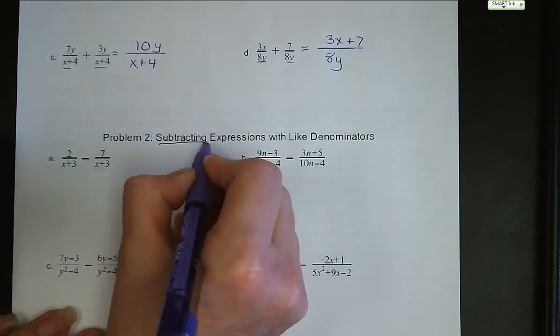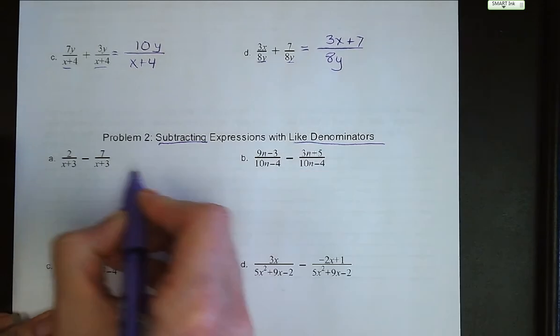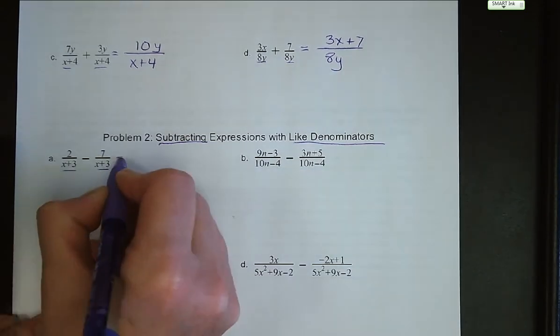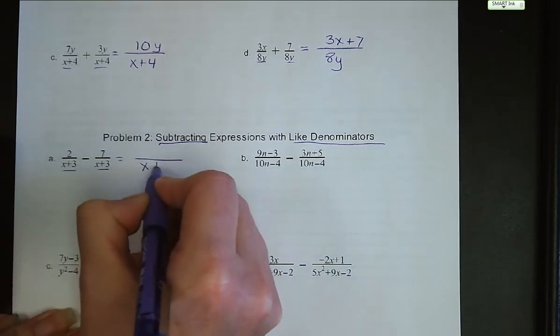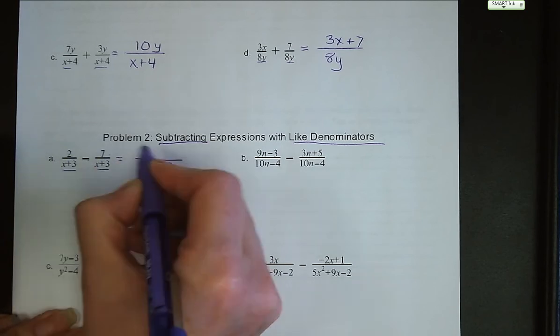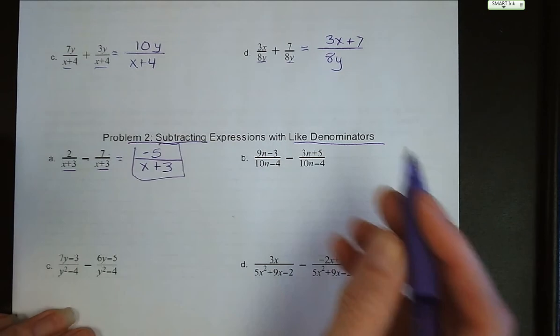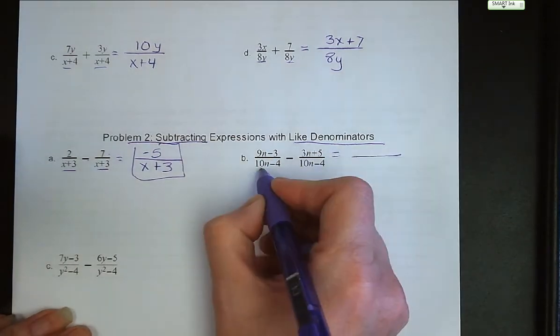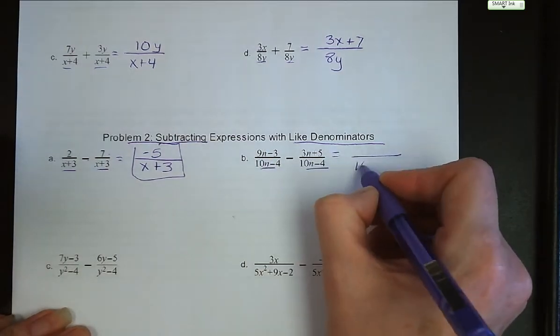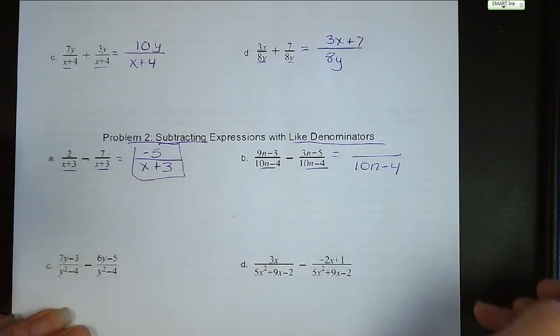Subtracting expressions with like denominators. So we have 2 over x plus 3 minus 7 over x plus 3. So common denominator, x plus 3. 2 minus 7 is negative 5. Letter B, 10n minus 4 is our common denominator, so we have 10n minus 4.